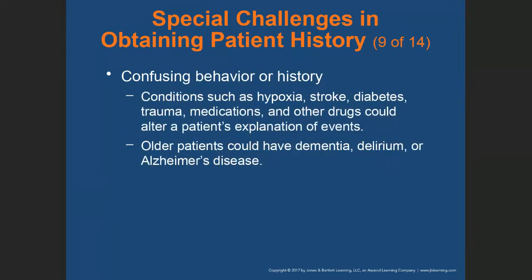Then you have the confusing behavior or history. Conditions such as hypoxia, stroke, diabetes, trauma, medications, and other drugs could alter patients' explanation of events. And older patients can have dementia, delirium, or Alzheimer's disease. Not going into these conditions now, we could talk about them much later on in the course.